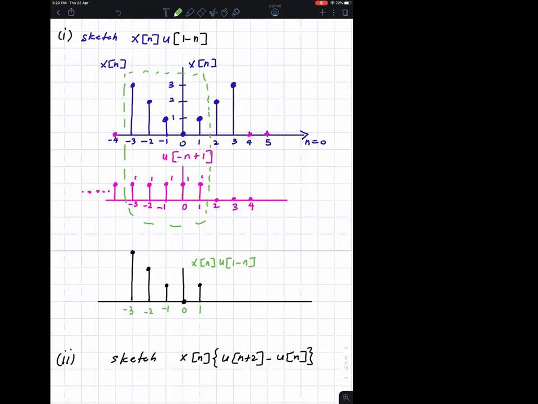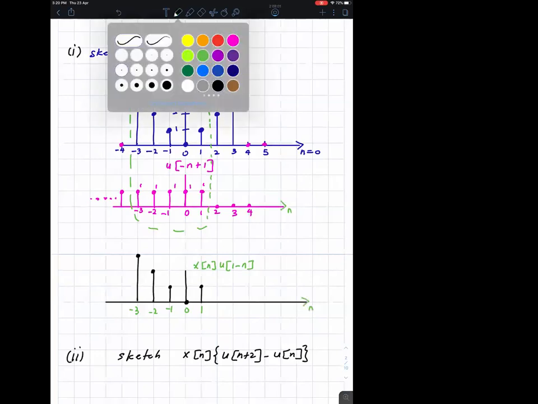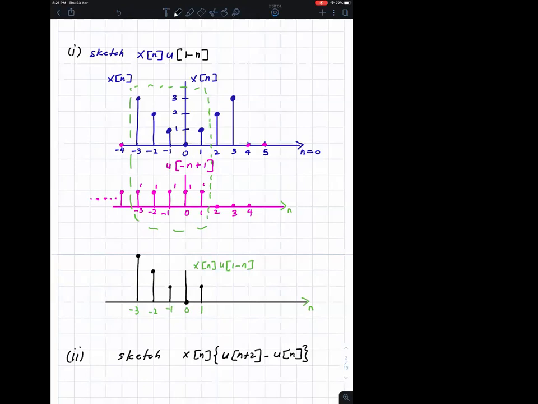Please go ahead and take a look at it and see if this makes sense to you. When you sketch, be very careful. Make sure you number them correctly. 3, 2, 1.